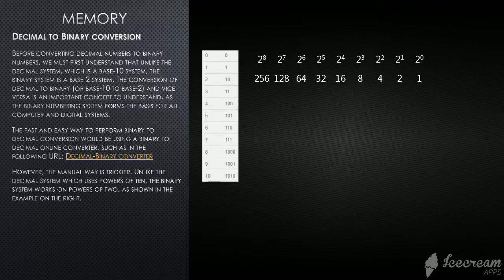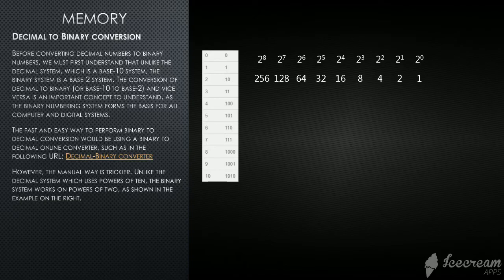Unlike the decimal system, which uses the powers of 10, the binary system works on powers of 2 as shown in the example on the right. Now, remember that binary numbers are traditionally read from right to left. So as you can see, the number 0 and the number 1 remain the same. But in order to write the number 2 in binary, we'll type 0, 1 from right to left, and then 1, 1 to represent the decimal number 3, and then 0, 0, 1 to represent the number 4, and so on.